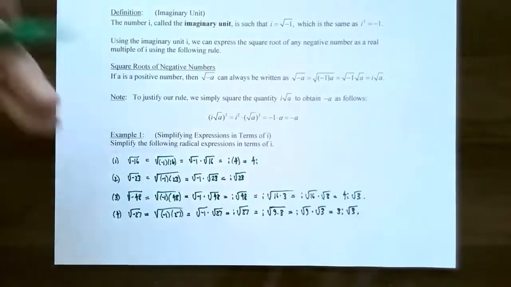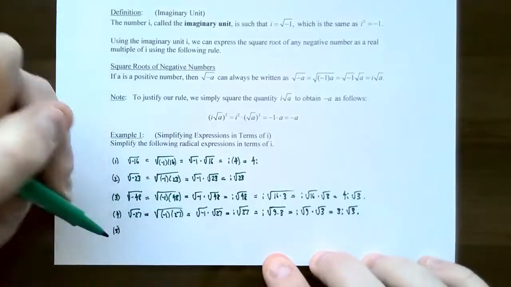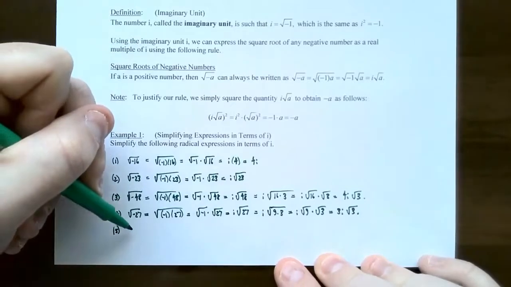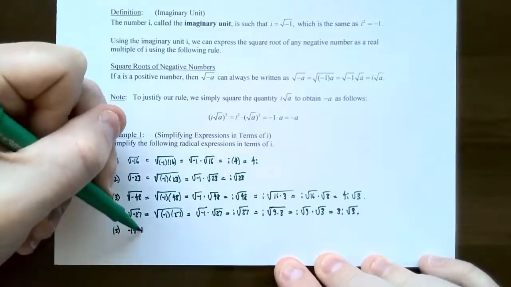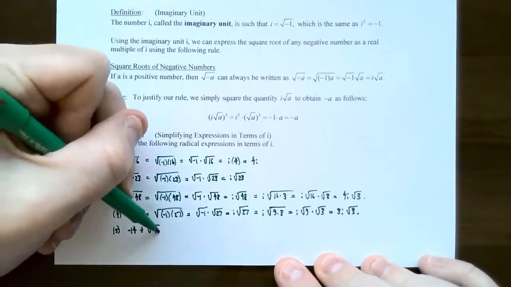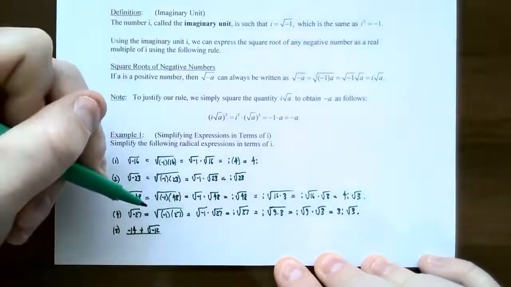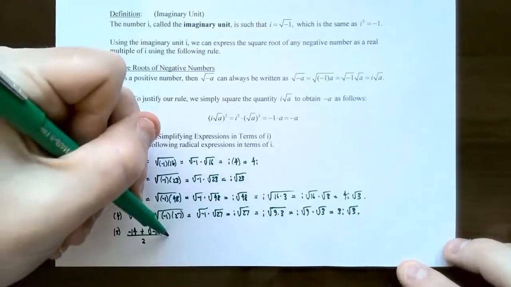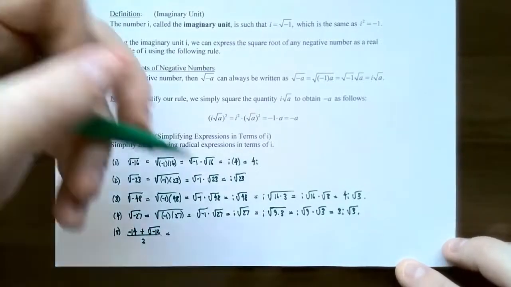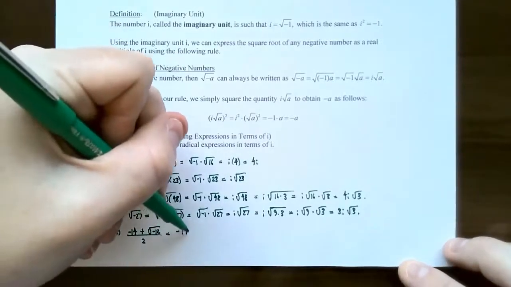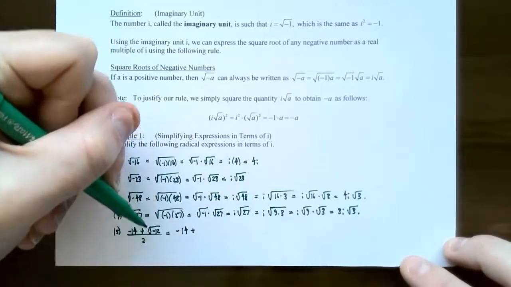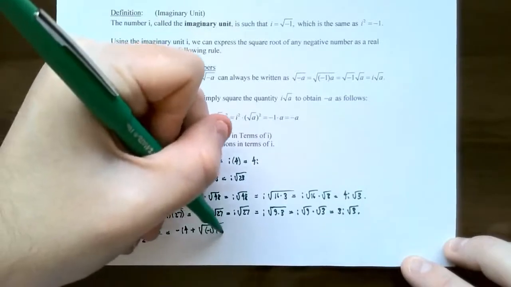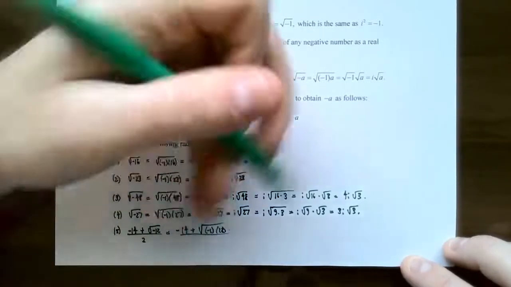Okay, one more. Number 5. This time we're going to involve a fraction. So you have negative 14 plus the square root of negative 12, and this is all divided by 2. So again, let's deal with the square root of negative 12 first. So you have negative 14 plus the square root of negative 1 times 12 on the inside of the square root. This is all over 2.